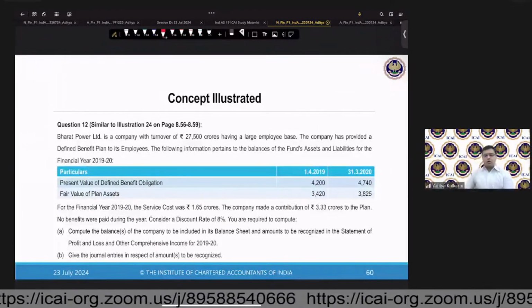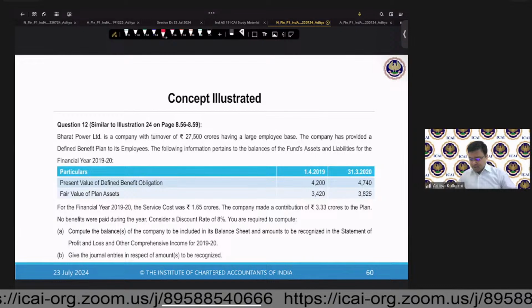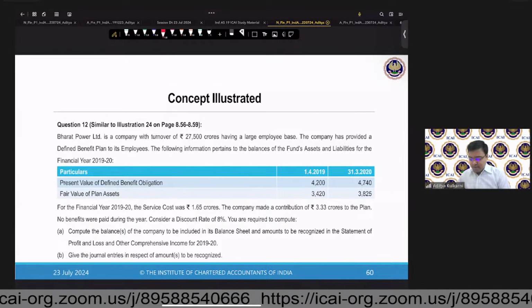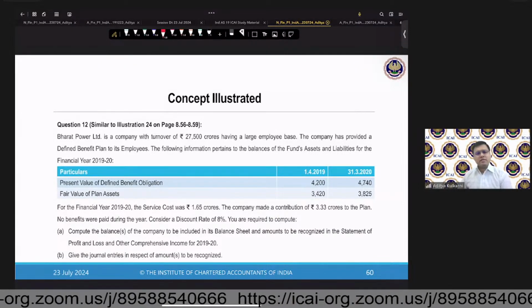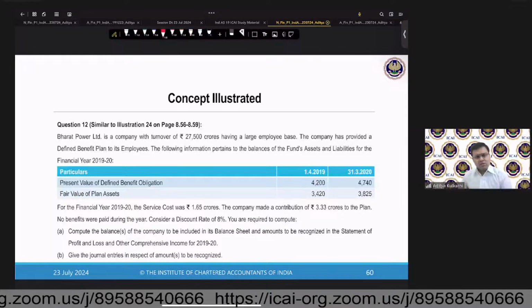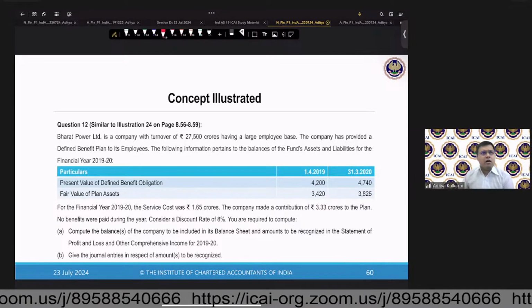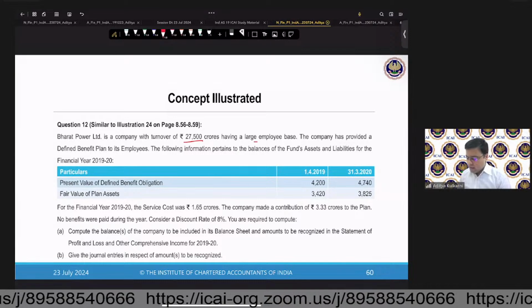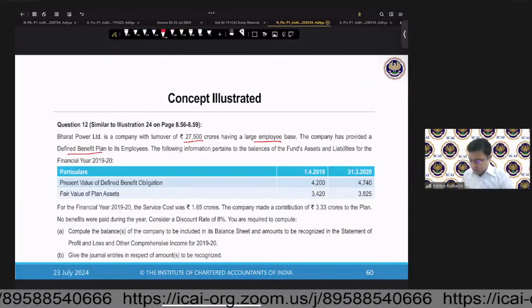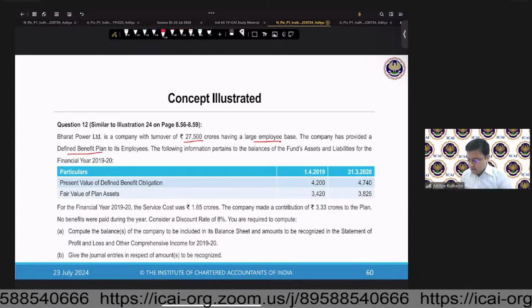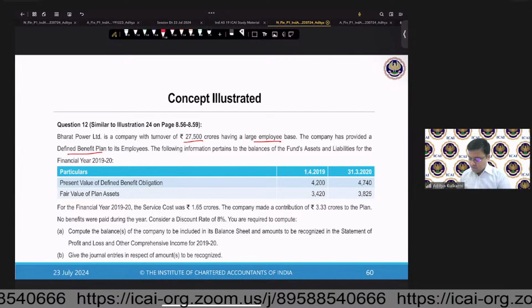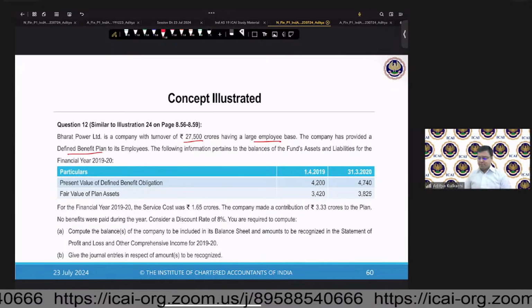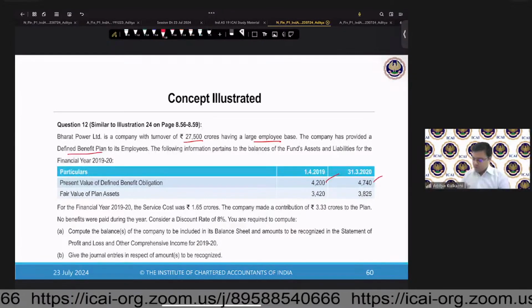Coming to question 12, Bharat Power Limited, company with a turnover. This is a little comprehensive. Company with turnover of this many crores, large employee base, provided defined benefit plan. The following information pertains to balances of funds, assets, and liabilities. So you have the liabilities opening and closing.